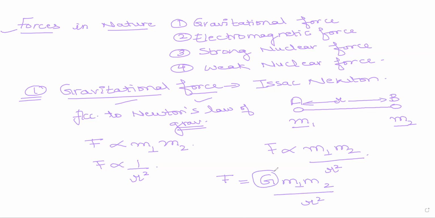What is G here? G is called the universal gravitational constant. Okay, universal gravitational constant. Right.